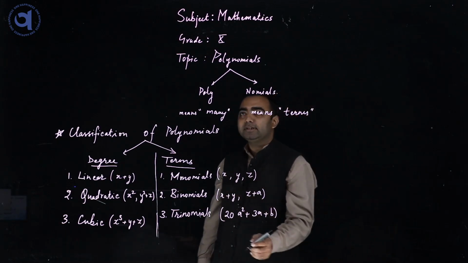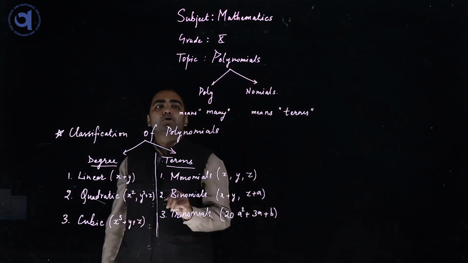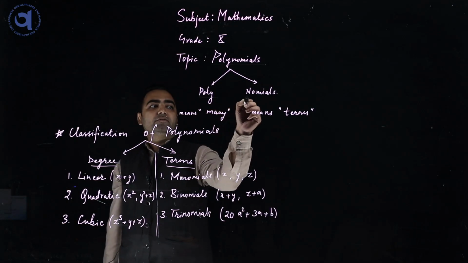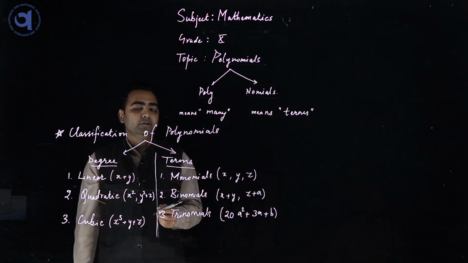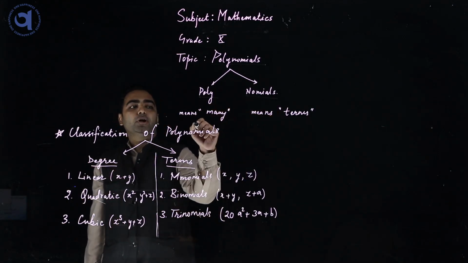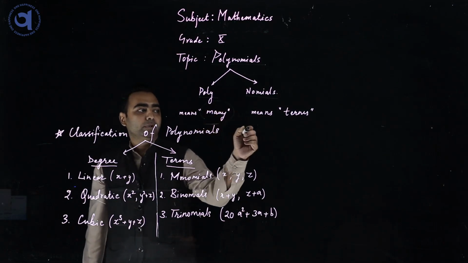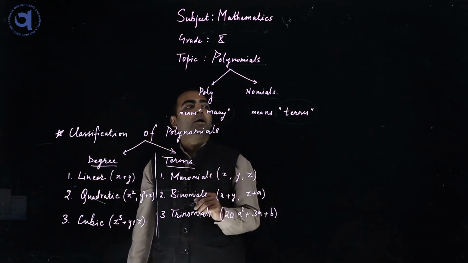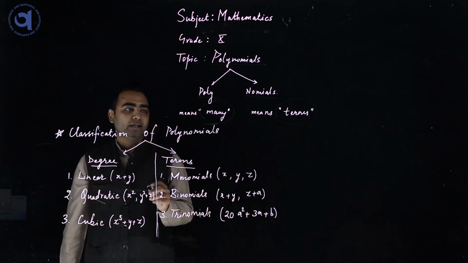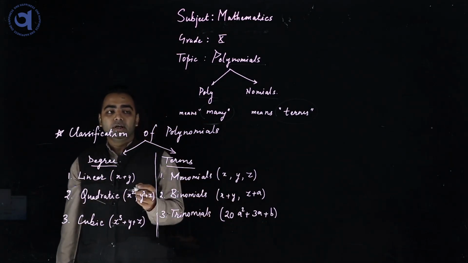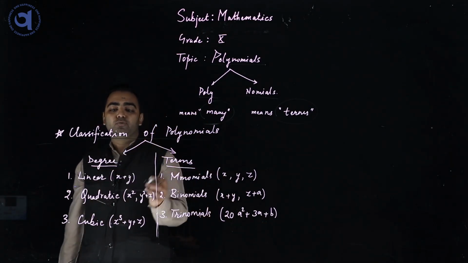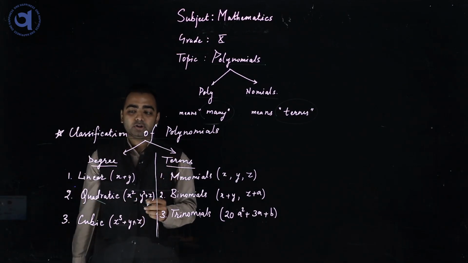Now first of all we will see what polynomials are. The word polynomial is divided into two parts: poly and nomial. What do you mean by poly? Poly means many, and nomial means terms. An expression which has many terms is called a polynomial. Now these polynomials are divided into many parts. Let us see the classification of it.